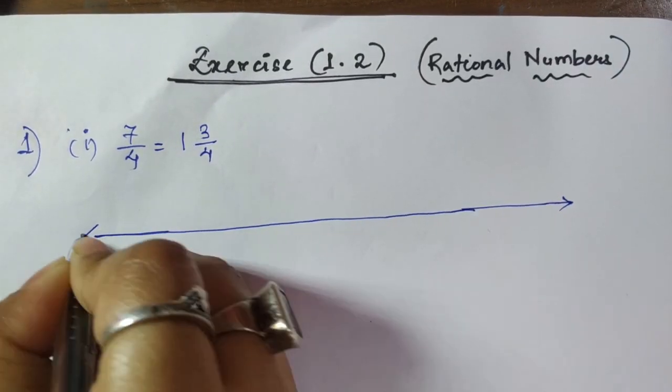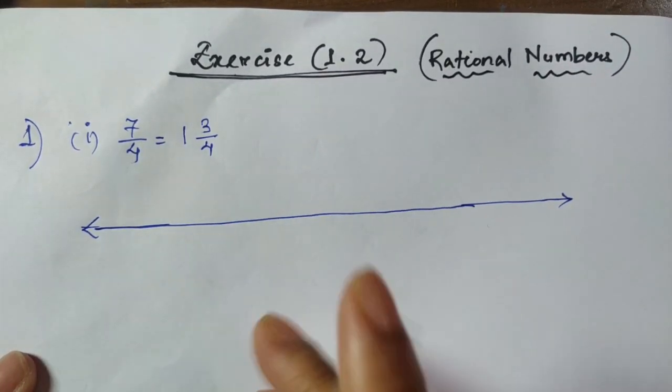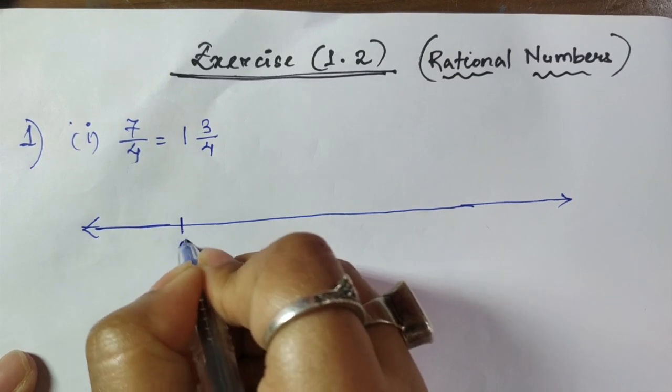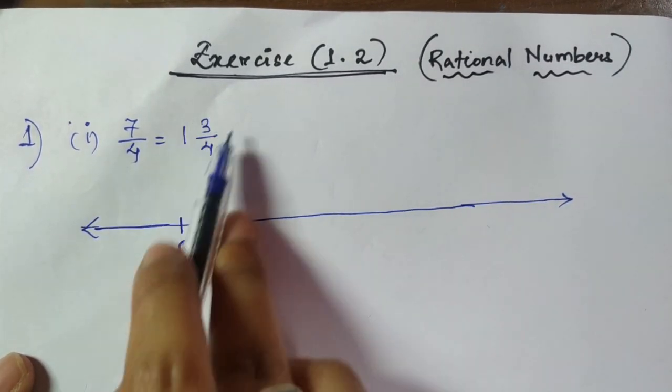Okay, so is this positive? I'll need the right side of the number line. I don't need the left hand side. So I can start my 0 from here. Now the first thing is that the first one is 1, then I have 3 by 4.